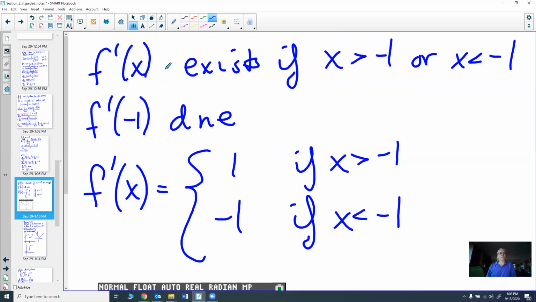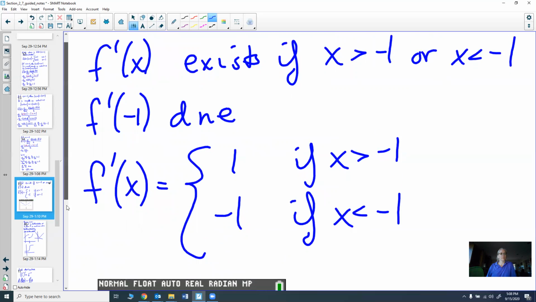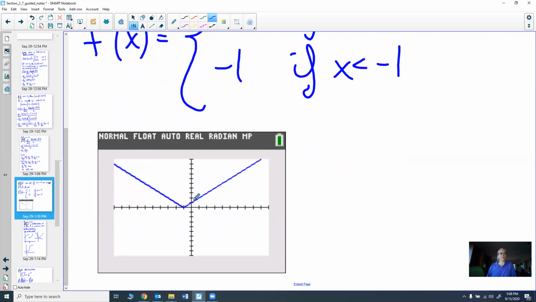So we can say that f prime of x exists if x is greater than -1, or x is less than -1, but f prime of -1 does not exist. So f prime of x is equal to 1 if x is greater than -1. It equals -1 if x is less than -1. Graphically, what this looks like is we got this nice little V shape. This is actually the absolute value of x plus 1. That's what this graph is.